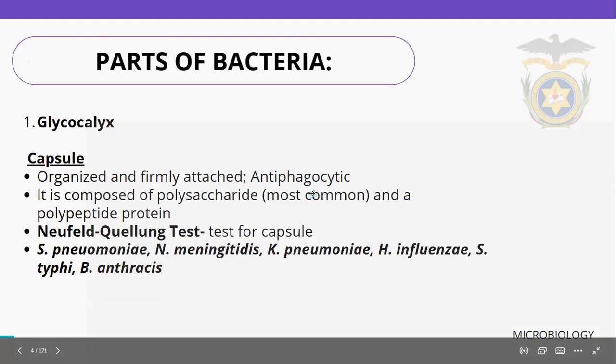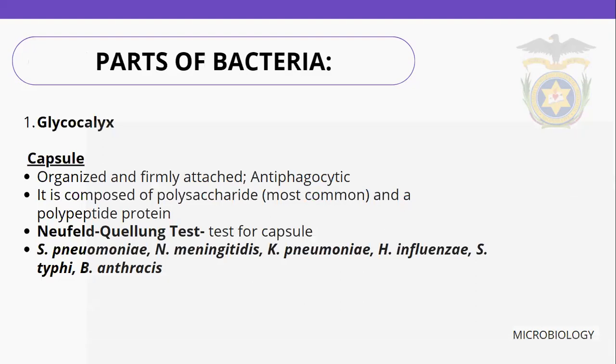Let's also review the parts of bacteria. We have the first one, the glycocalyx, and found there is our capsule. Capsules are organized and firmly attached. They are also antiphagocytic. It is composed of polysaccharide and a polypeptide protein. Remember this test? The Neufeld-Quellung test. This is a test for capsule.